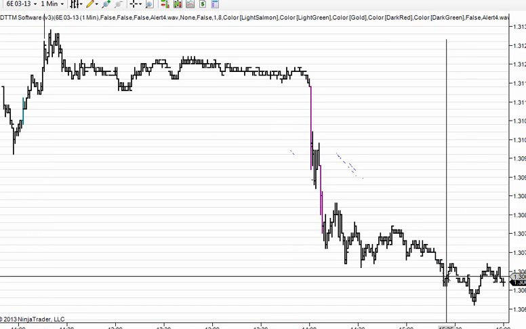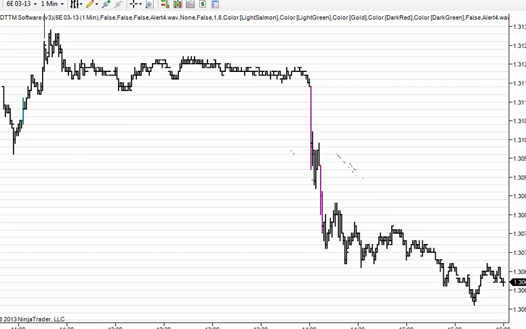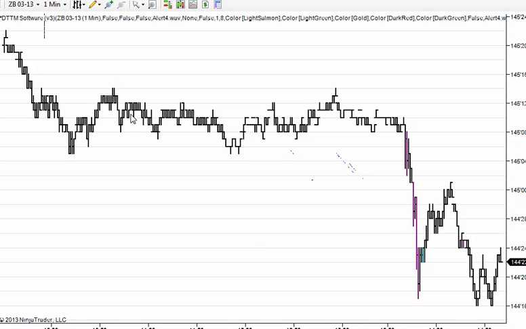Okay, let's look next at the bonds. Here's the bonds right around the news. Level 3 selling aggression bar once again. Can the high hold? Yeah, it tested within a tick of it. One bar later, the low is taken out. You can see the market wants to head lower.